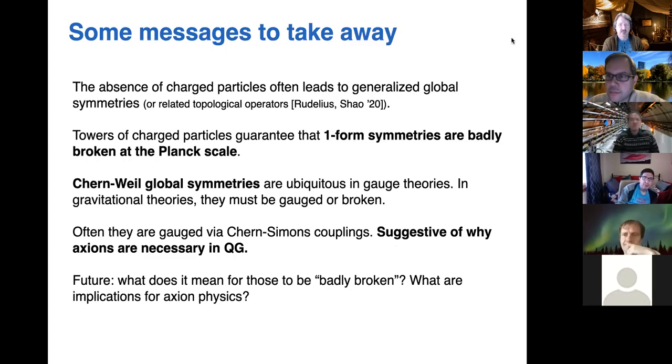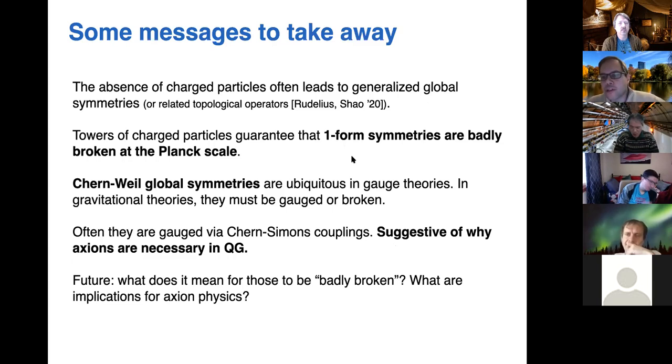Maybe can I just ask, there's no reason in principle from this point of view why these Chern-Weil symmetries couldn't just be badly broken at the Planck scale. Is that right? But you seem to be finding that they're usually gauged. So do you understand why they're not? Is there some reason why they can't just be badly broken at the Planck scale? I don't think there's a reason that I understand.